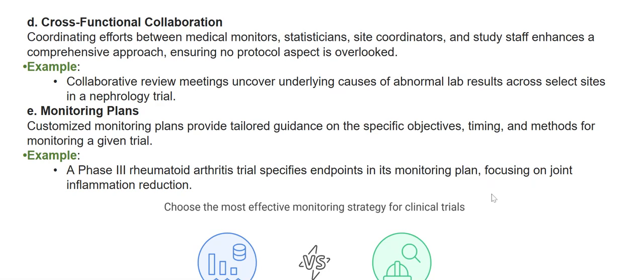Here, a summarized diagram titled "Choose the most effective monitoring strategy for clinical trials." We have centralized monitoring in comparison to on-site monitoring. Centralized monitoring enables real-time data analysis for trend detection, while on-site monitoring ensures physical compliance with protocols.